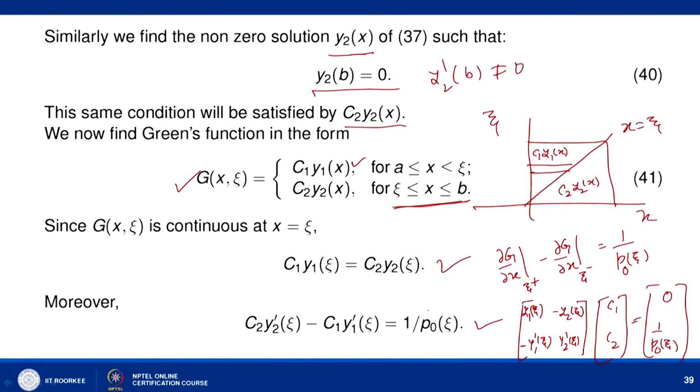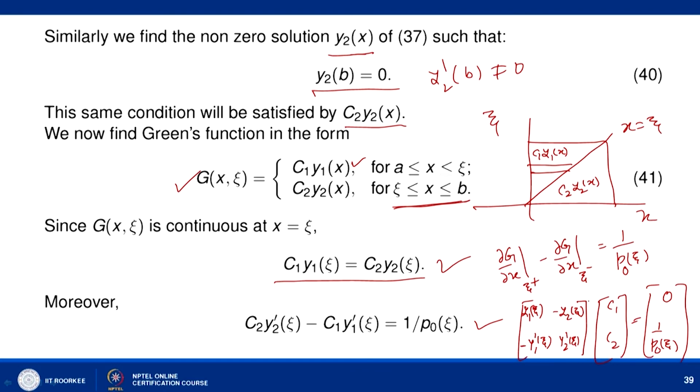From the first equation we can write y1 xi C1 minus y2 xi C2 equal to 0, and the last equation can be written as minus y1 dash xi C1 plus C2 y2 dash xi equal to 1 upon p naught xi. So we can write these things in this form.